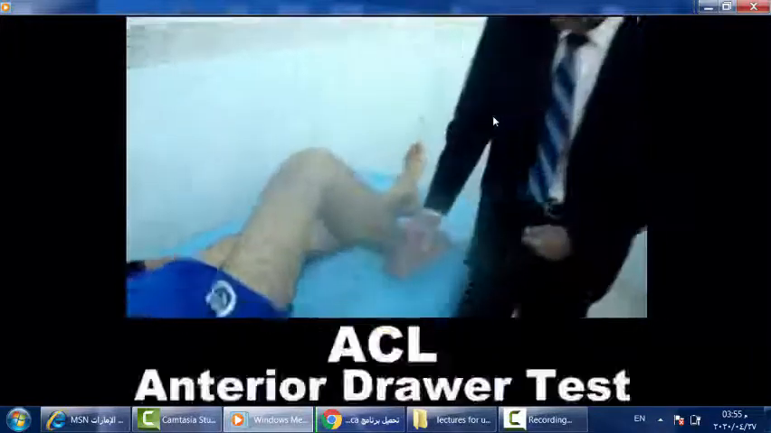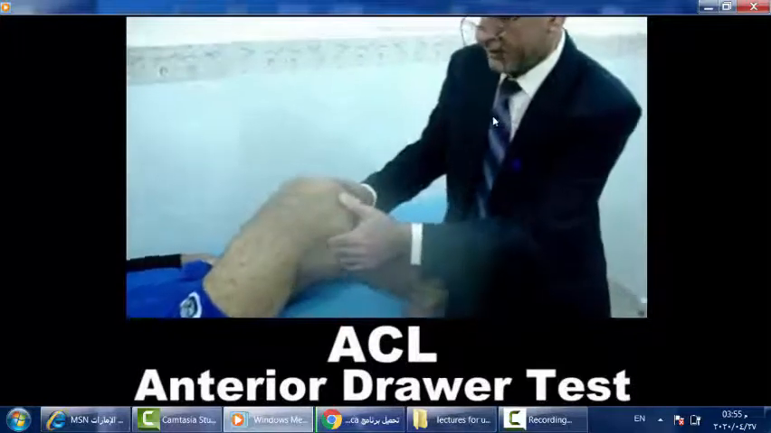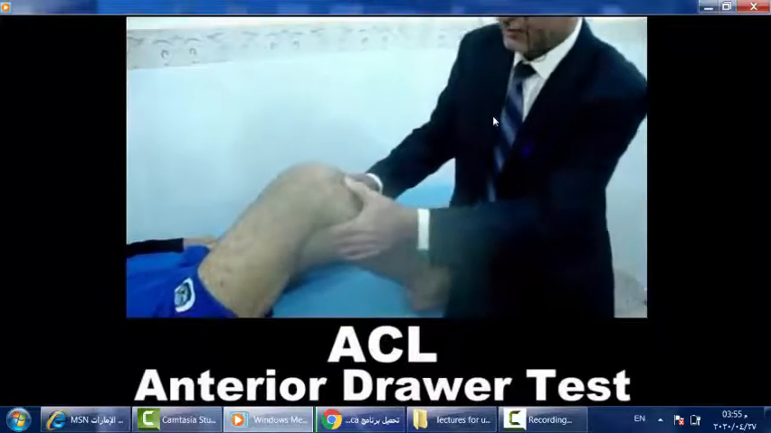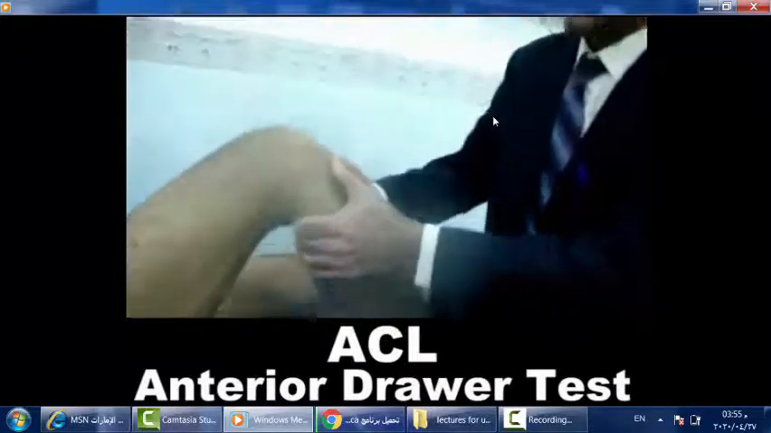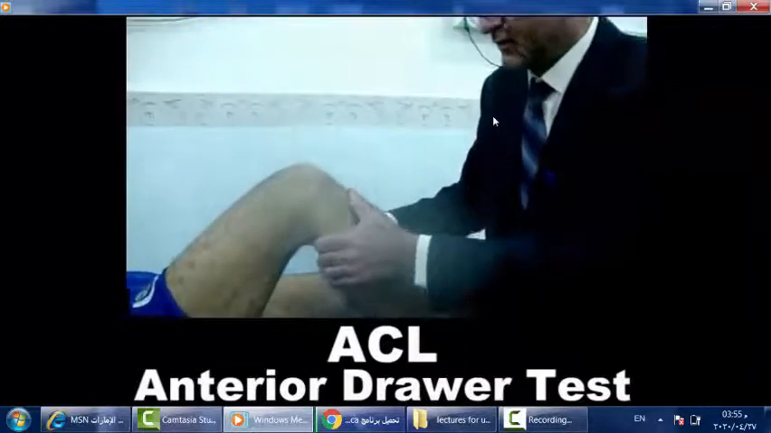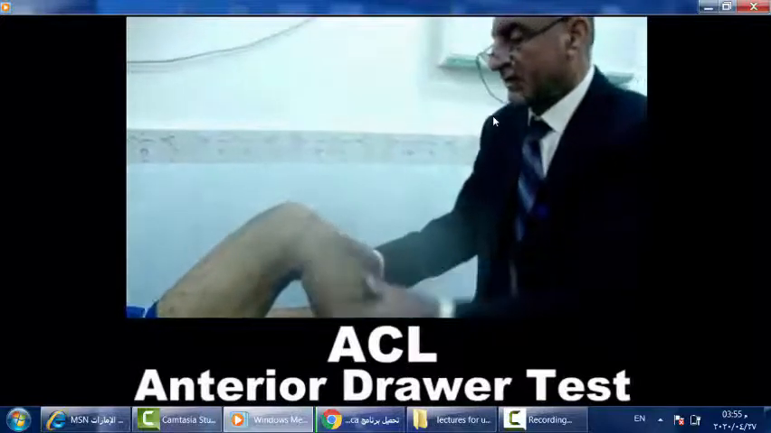The other test for ACL is with the knee at 90-degree flexion, holding the knee from the upper part of the tibia with both hands with the foot in neutral position. Excessive anterior translation means the ACL is ruptured. You can perform the posterior drawer test at the same time.